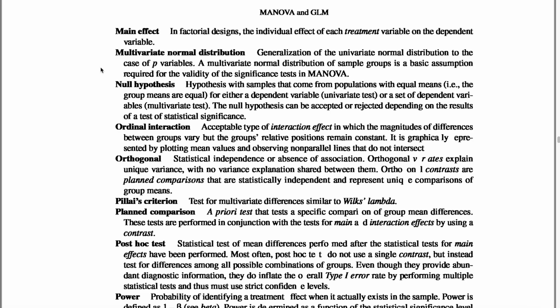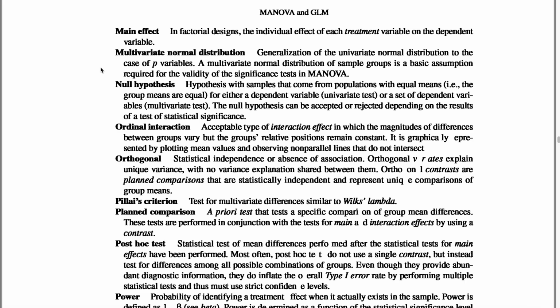Multivariate normal distribution: generalization of the univariate normal distribution to the case of p variables. A multivariate normal distribution of the sample group is a basic assumption required for the validity of the significance test in MANOVA.